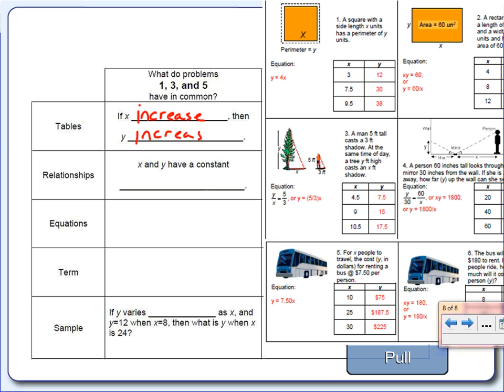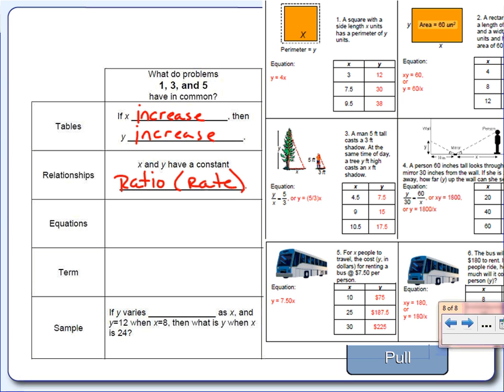Looking at the other one. All right, so as the X's get bigger, so do the Y values. They both get bigger. So right underneath that relationship, the X and Y values have a constant blank. They have a constant, what we call, ratio. Or we can also call it rate. Same thing. You can have a constant ratio or a constant rate.